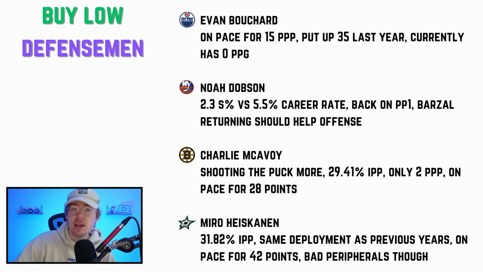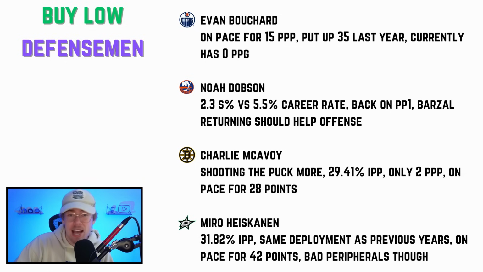The next buy low player is Miro Heiskanen of the Dallas Stars. I think the main reason I like Heiskanen still is because he's getting the exact same deployment as he was in previous years. No, he's not a 70-point defenseman anymore, but I do think that his current pace of 42 points is far too low. Realistically, I still think he's a 55 to 60 point defenseman.